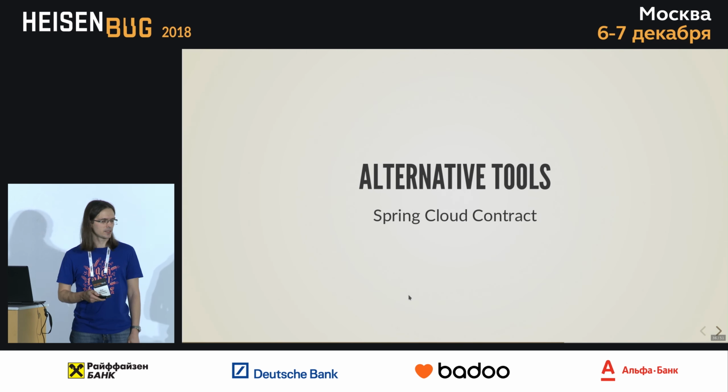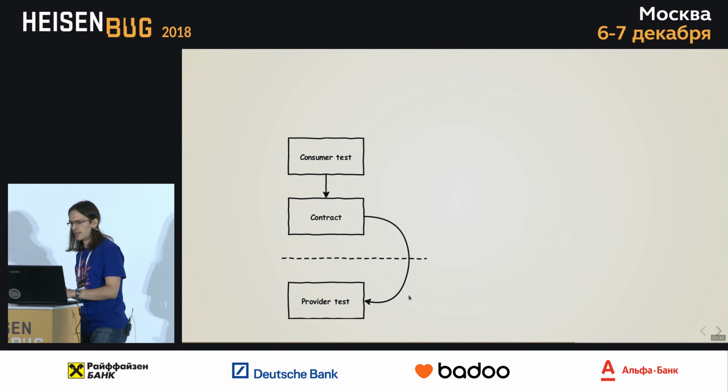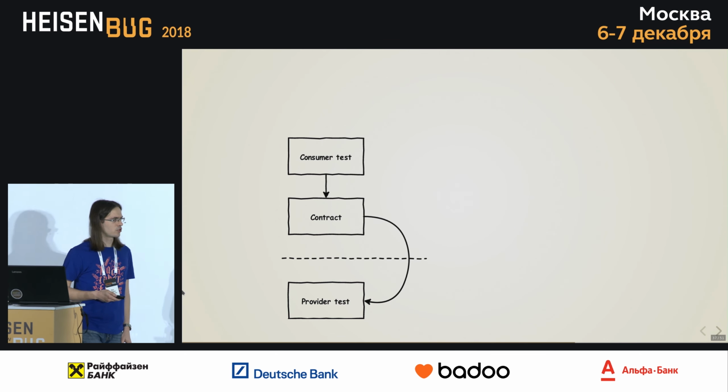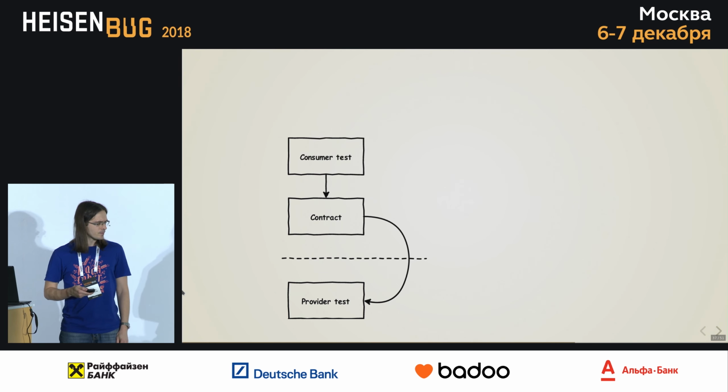Okay, enough of Pact. There is an alternative tool that offers some new possibilities. So let's go back to how we work with Pact. We start from the test on the consumer side. It generates a contract. We send the contract over a network. And then on the provider side, we execute an automated test that verifies the contract.